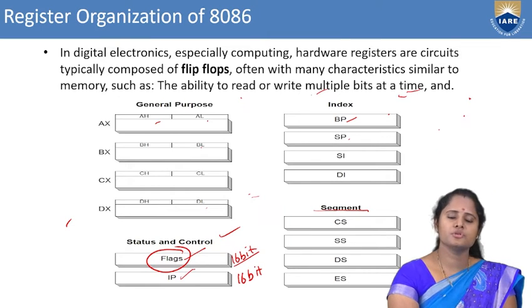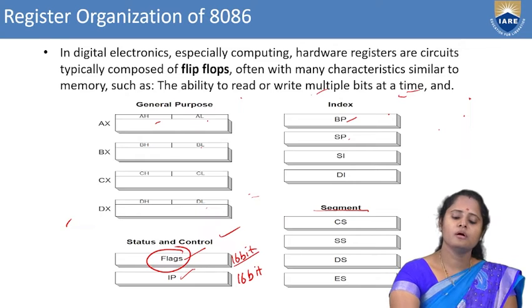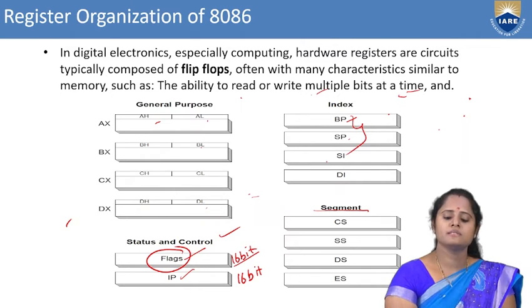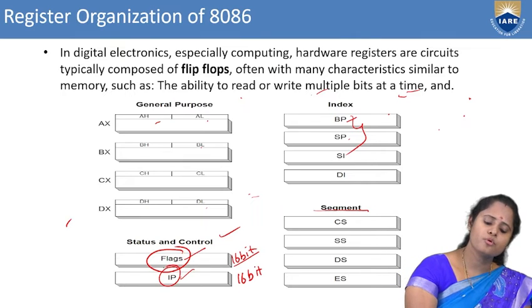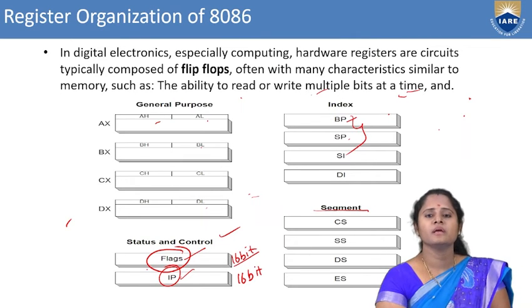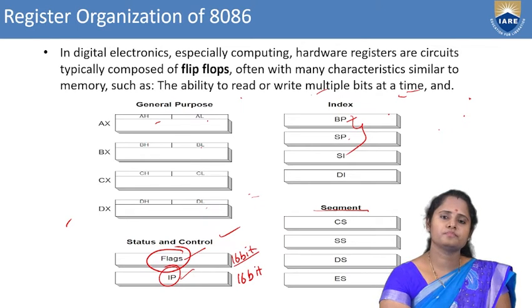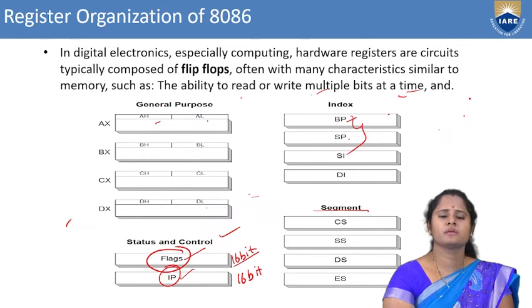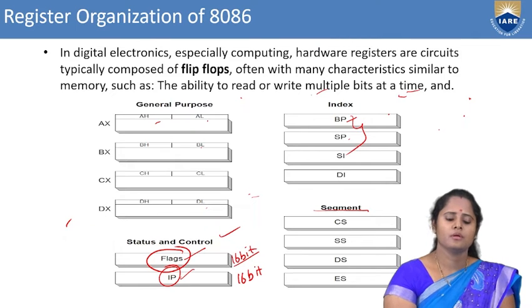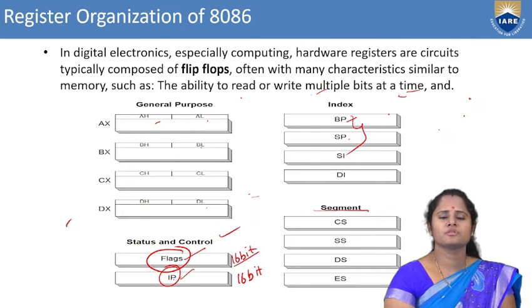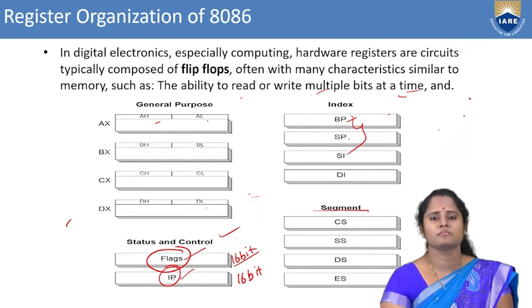And next, instruction pointer. As we have discussed the base pointer and stack pointer, the instruction pointer also works the same. Instruction pointer shows you the address in which you are working. It points to the memory location in which our processor is working.